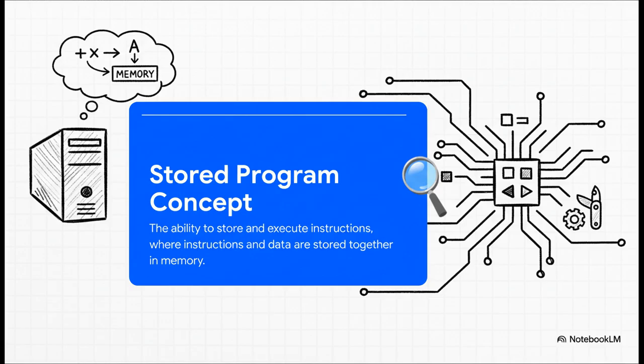Because its instructions are stored in memory just like any other piece of data, they can be changed, loaded, and replaced on the fly. This is what makes your computer a truly general-purpose, do-anything machine.